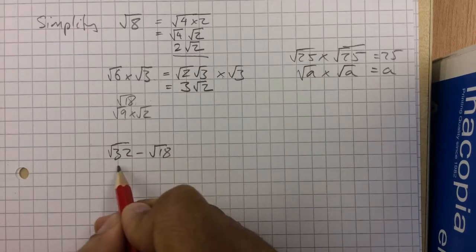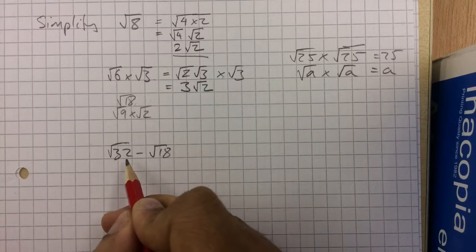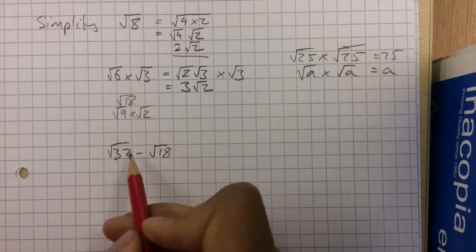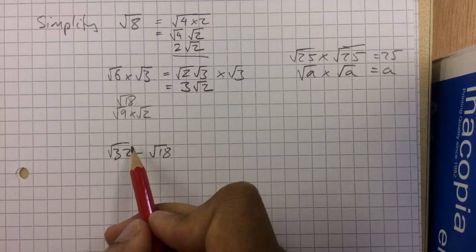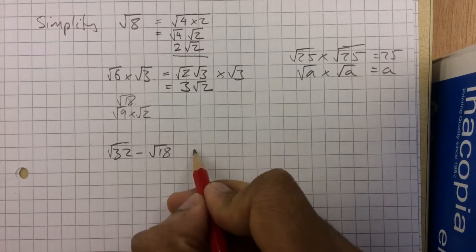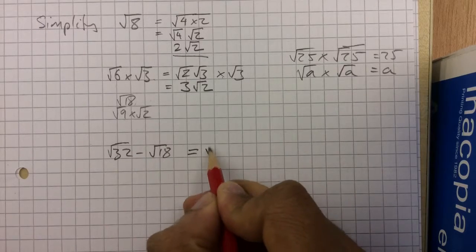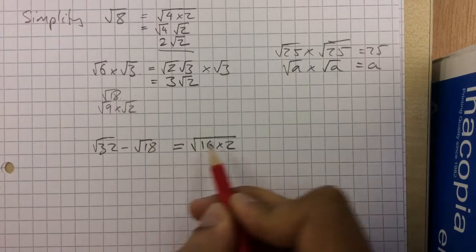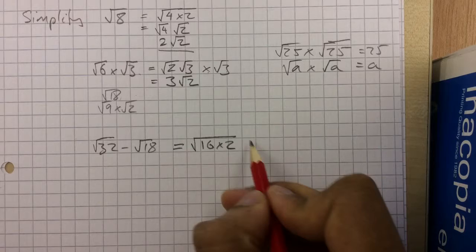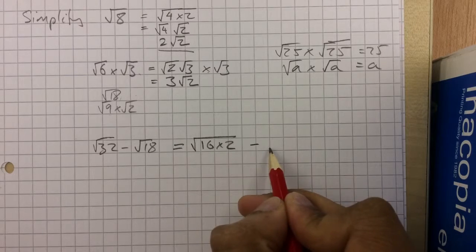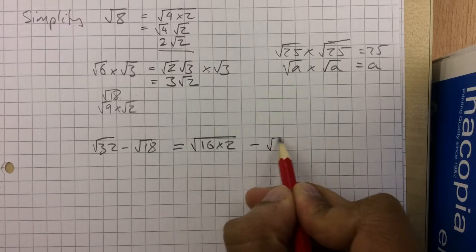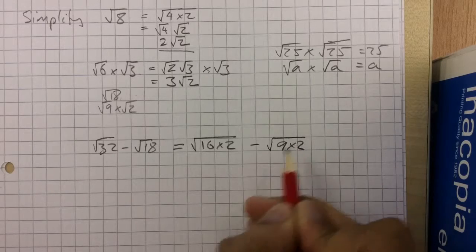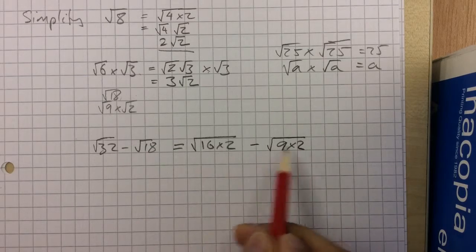So root of 32 is, well, 32 is 2 to the power of 5. Or we can say there's a square number in 32, which is 16. That might be a nice way of looking at it. So that's equal to the square root of 16 times 2, square number. And the square number in 18 is, so minus the square root of 9 times 2. So I can see now I'm going to get some root 2's left.